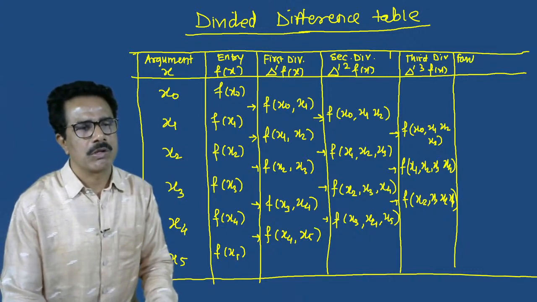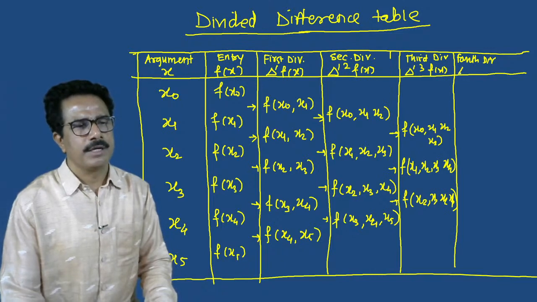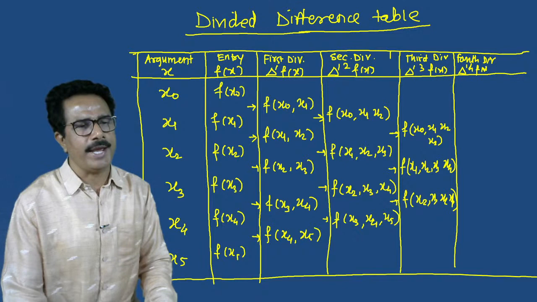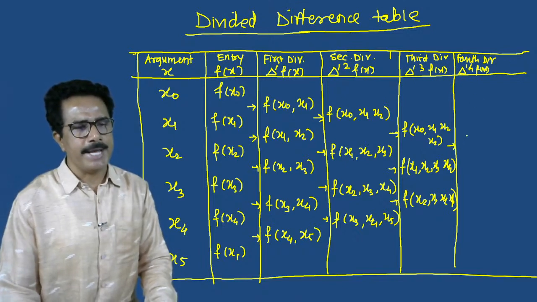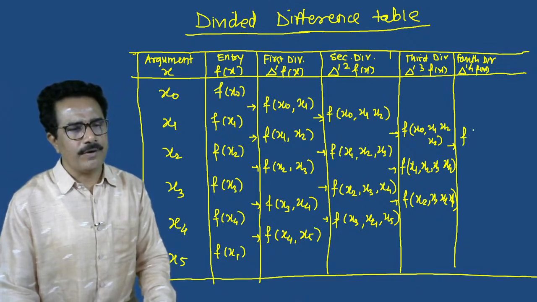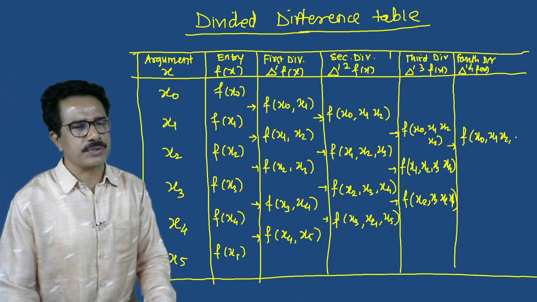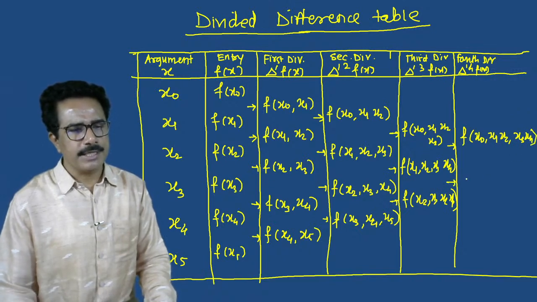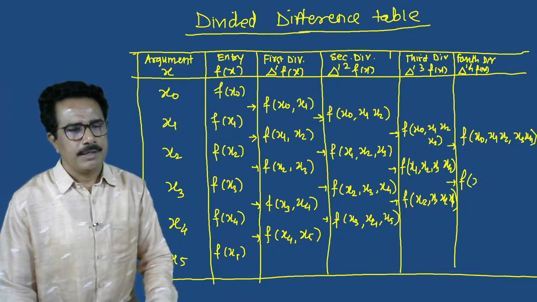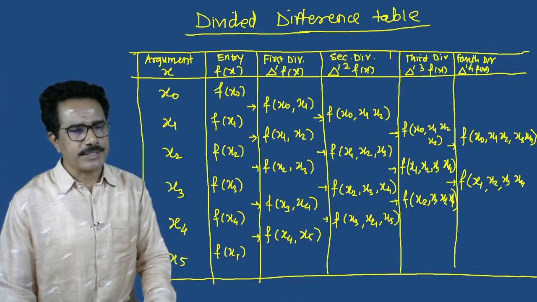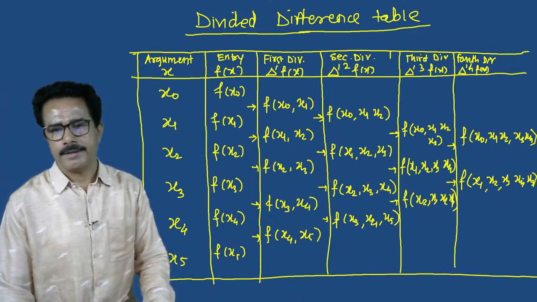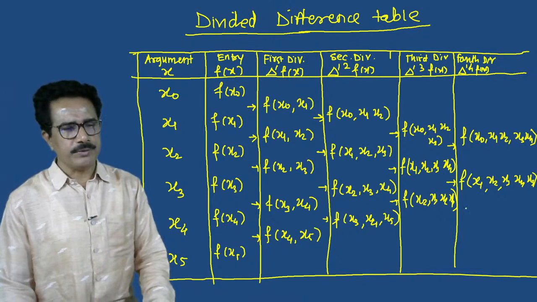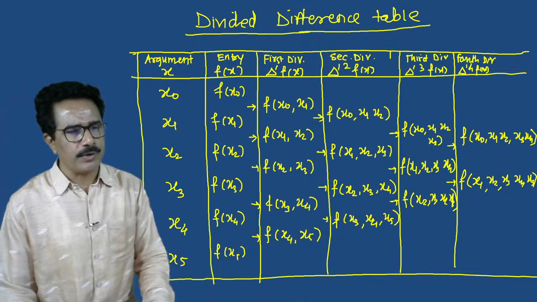Fourth divided difference, delta dash 4 f of x, which is given by f of x0, x1, x2, x3, x4 and here comes f of x0, x1, x2, x3, x4 and x5. Here x5 is left, x2, x3, x4, x5.